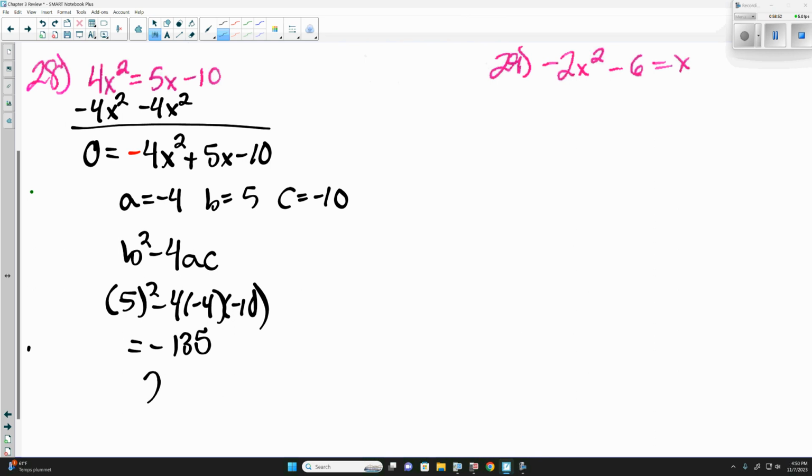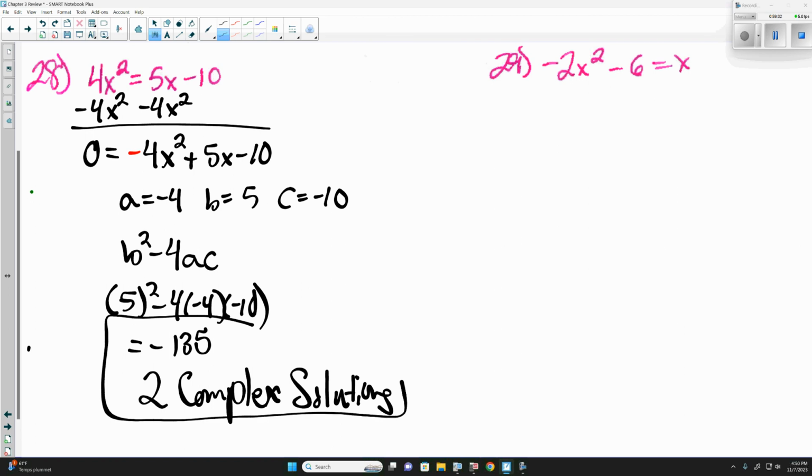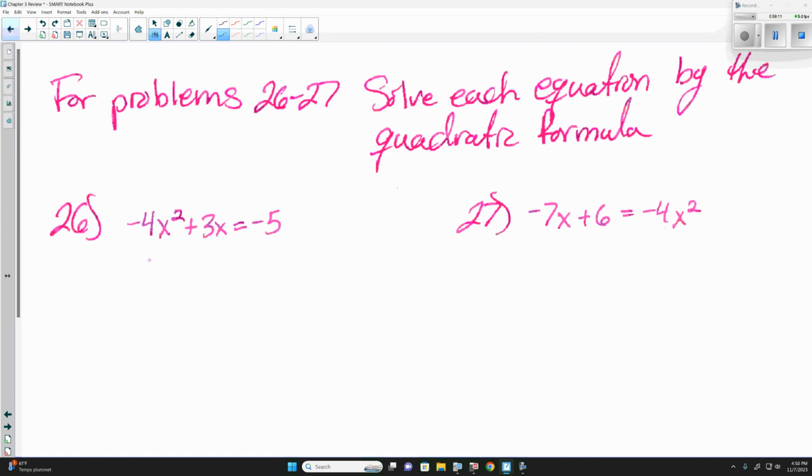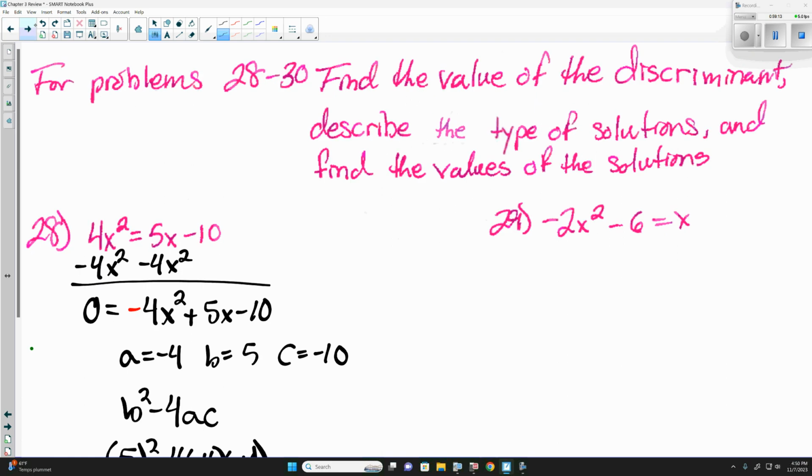Since this is less than 0, we have two complex solutions. That's all I want. I'm not going to ask you to actually solve these here when you're talking about the discriminant. We just need to get it equal to 0 and go from there. I knew I skipped something. We'll come back to that.